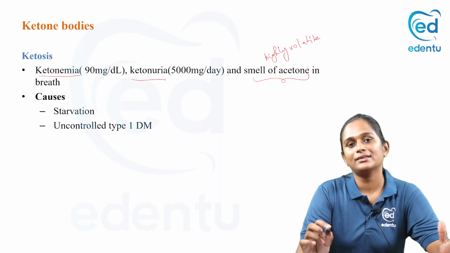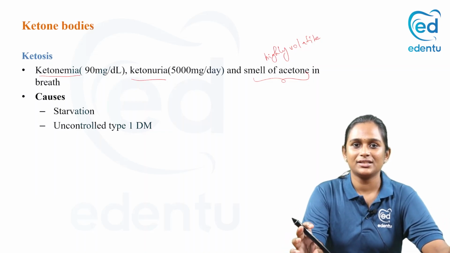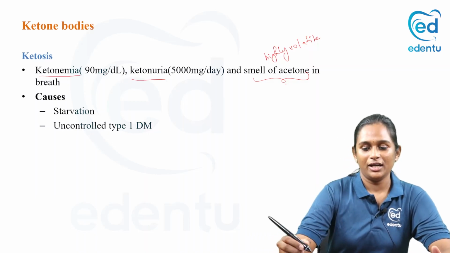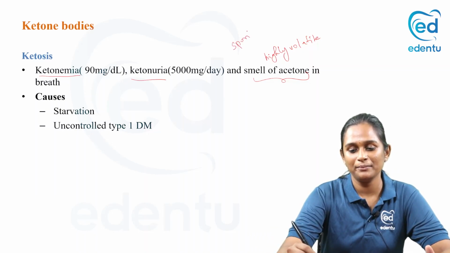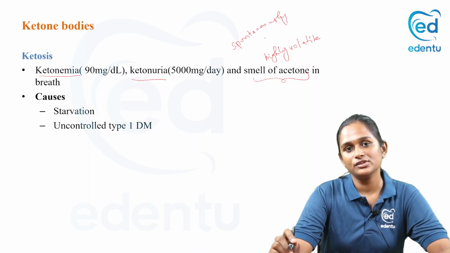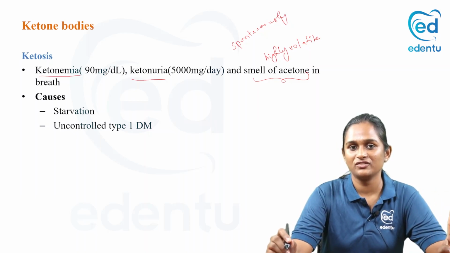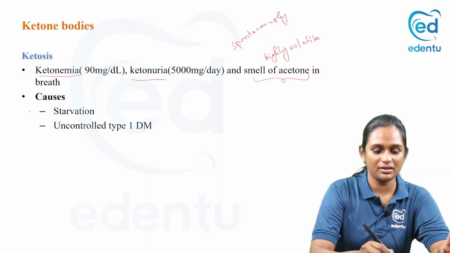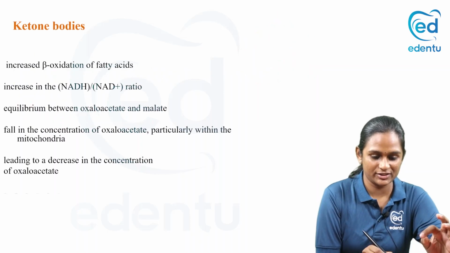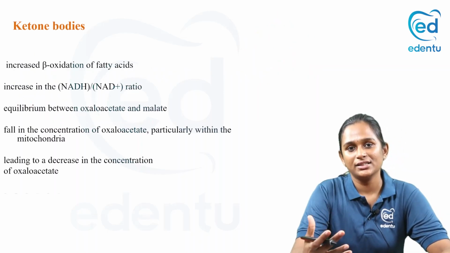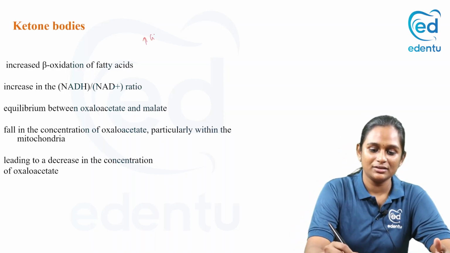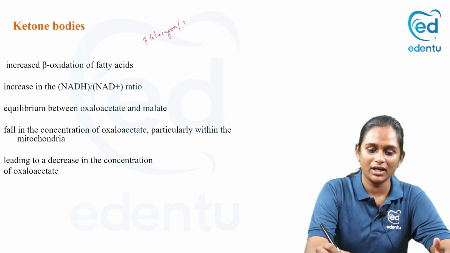So what are the causes of ketosis? Ketosis means ketonemia, ketonuria, and the smell of acetone in the breath, which is formed spontaneously from acetoacetate by decarboxylation. The causes of ketosis are, one, starvation, and second, uncontrolled diabetes mellitus. These are the two causes of diabetic ketoacidosis, especially in type 1 diabetes mellitus. What happens is, in starvation and type 1 diabetes mellitus, there will be an increased glucagon to insulin ratio.